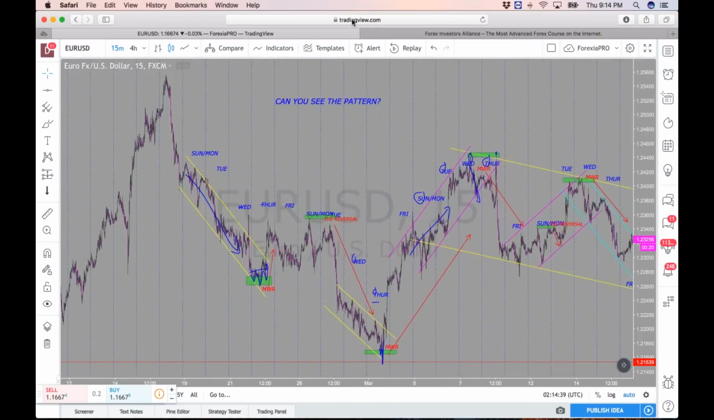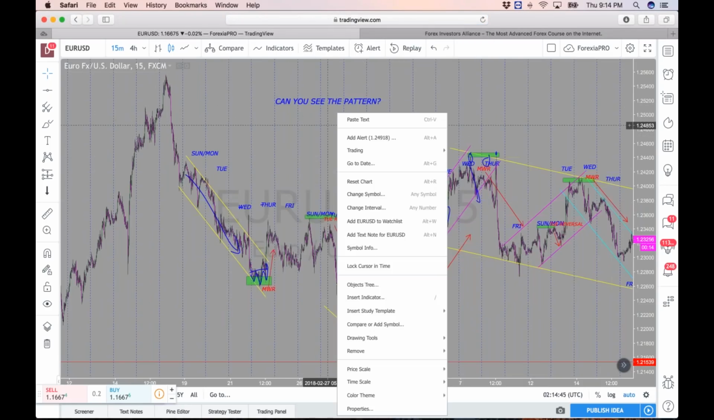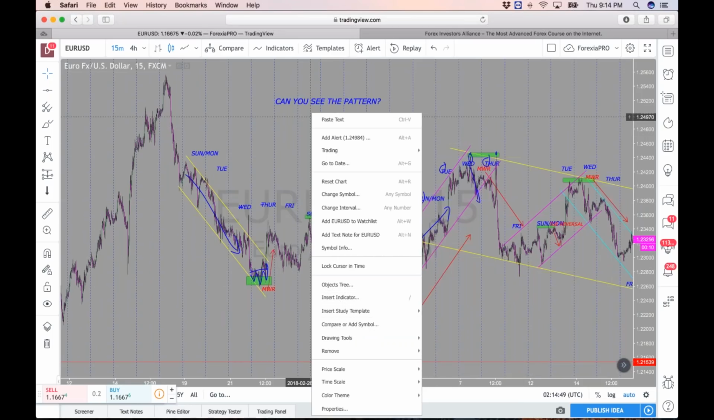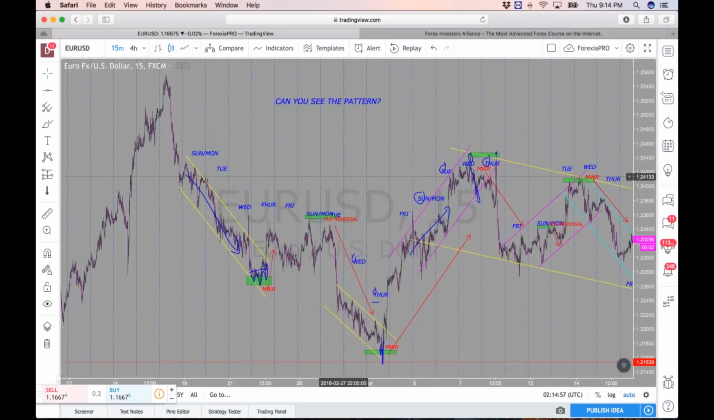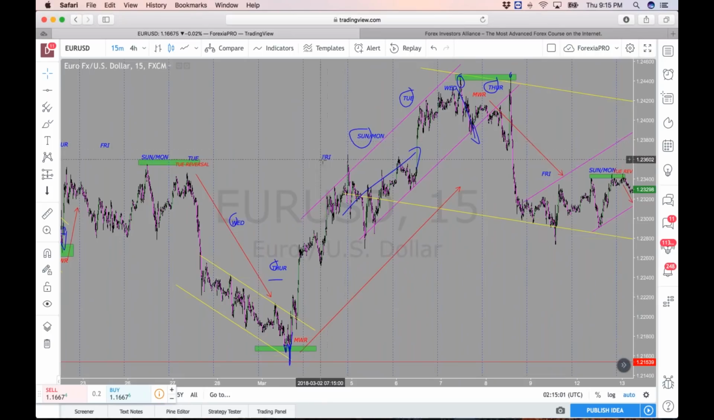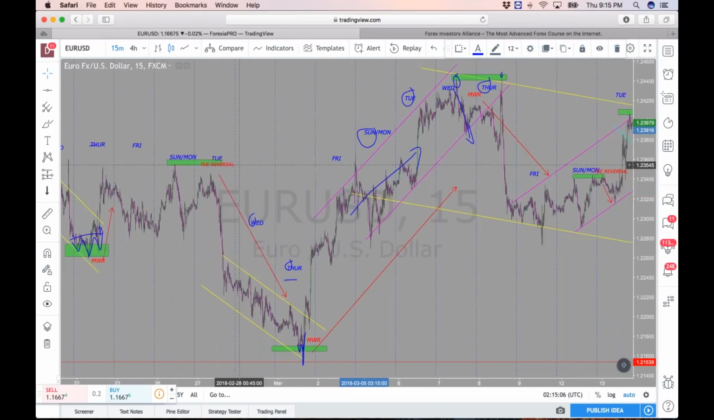So if you're using TradingView, I'm not sure how to do it on MetaTrader because I don't use MetaTrader. I only use TradingView to analyze. You right click and you go to time scale session breaks. That will put these on your chart. If you're asking about the days of the week, I drew these on here. That's what I did, all of this.